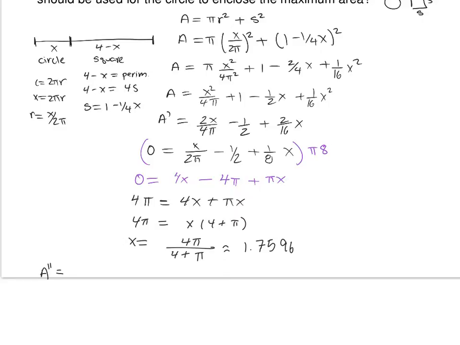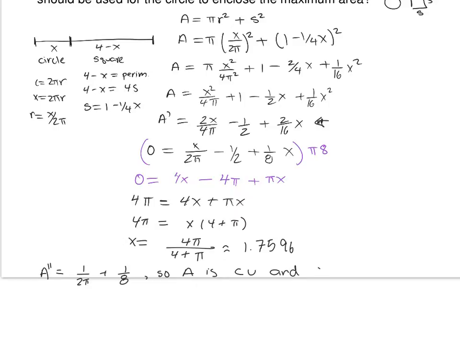So the first derivative was this guy, right? So I think it's going to be 1 over 2 pi plus an eighth, right? Do you agree with that? Okay. So A is concave up or concave down? Concave up.